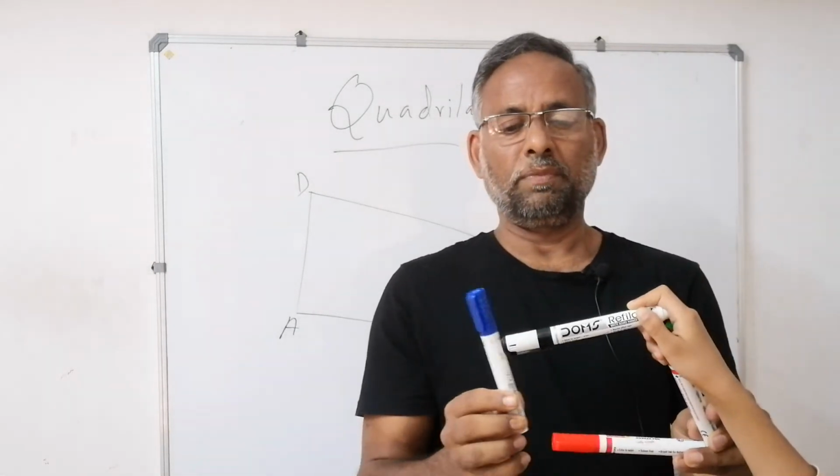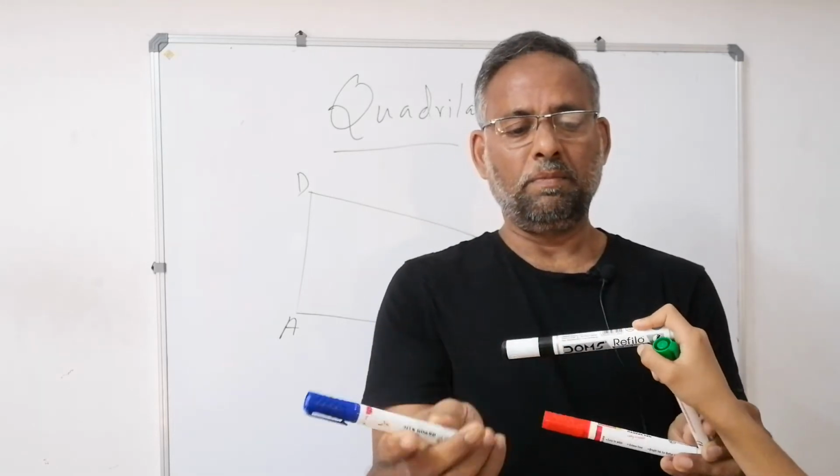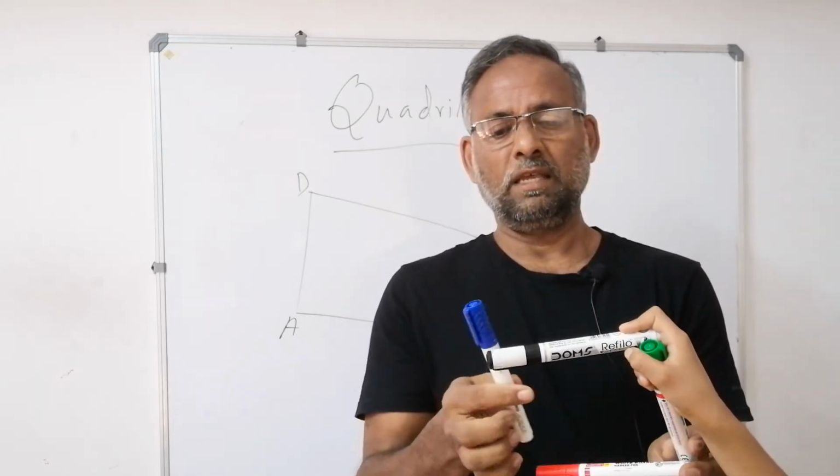Now see here. Like this. Another shape. One side is like this, one is like this. Nothing is parallel.